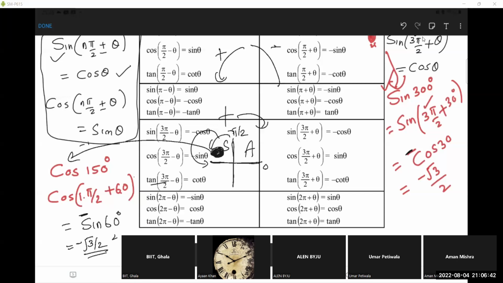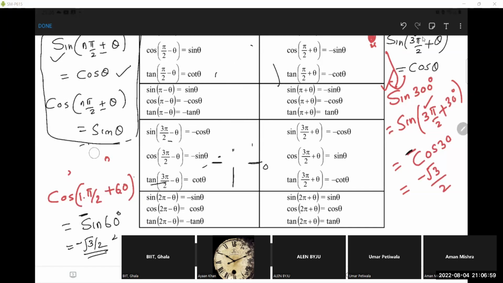Okay, is it clear? Second example. Yes, sir. I think you can note down this example also, right?